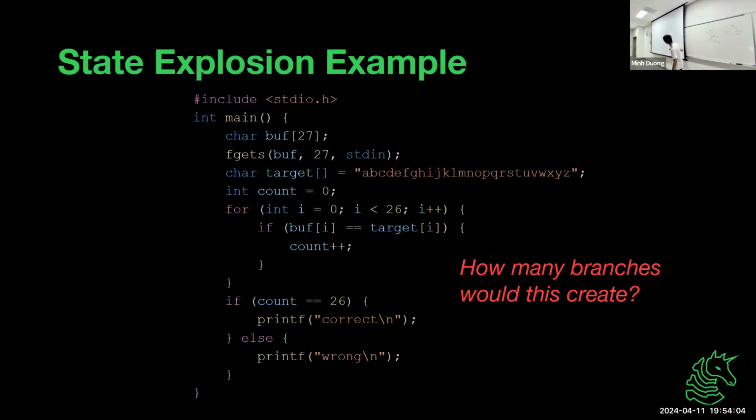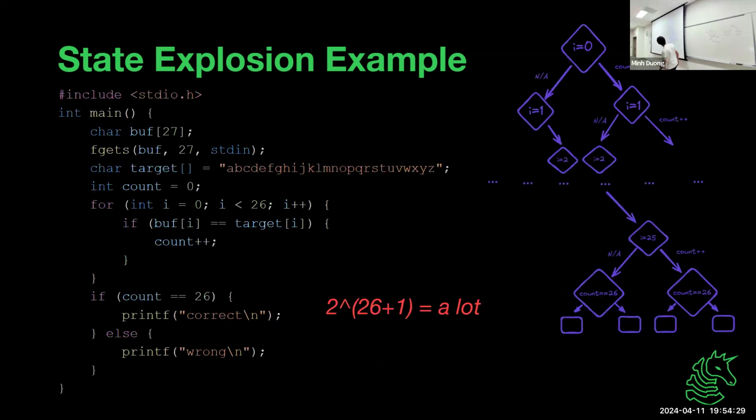If I had done something here, like if buff[i] is not equal to target[i], break, then that state would not be explored any further. So that would be out of the loop and done. But as it's written here, each time you get into this loop, the number of states doubles, and you're doing that 26 times. I added a diagram. Each time you get here, each state turns into two states, depending on whether that if succeeds or not. And that's a lot of states.